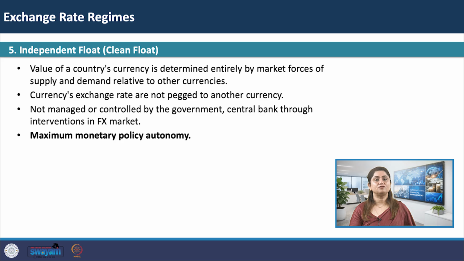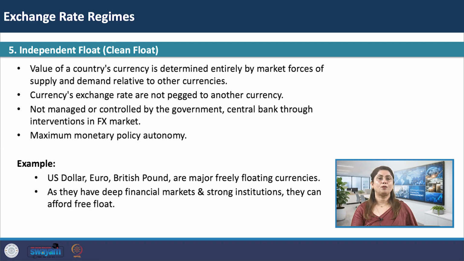The central bank achieves maximum monetary policy autonomy. It does not have to worry about defending an exchange rate target. It is free to set interest rates based on domestic inflation and growth objectives. Most major currencies operate on a clean float. For example, the US dollar, the euro, the British pound, the Swiss franc, the Japanese yen. These are the currencies of large developed economies with deep financial markets and strong institutions. They can afford to let their currencies float.